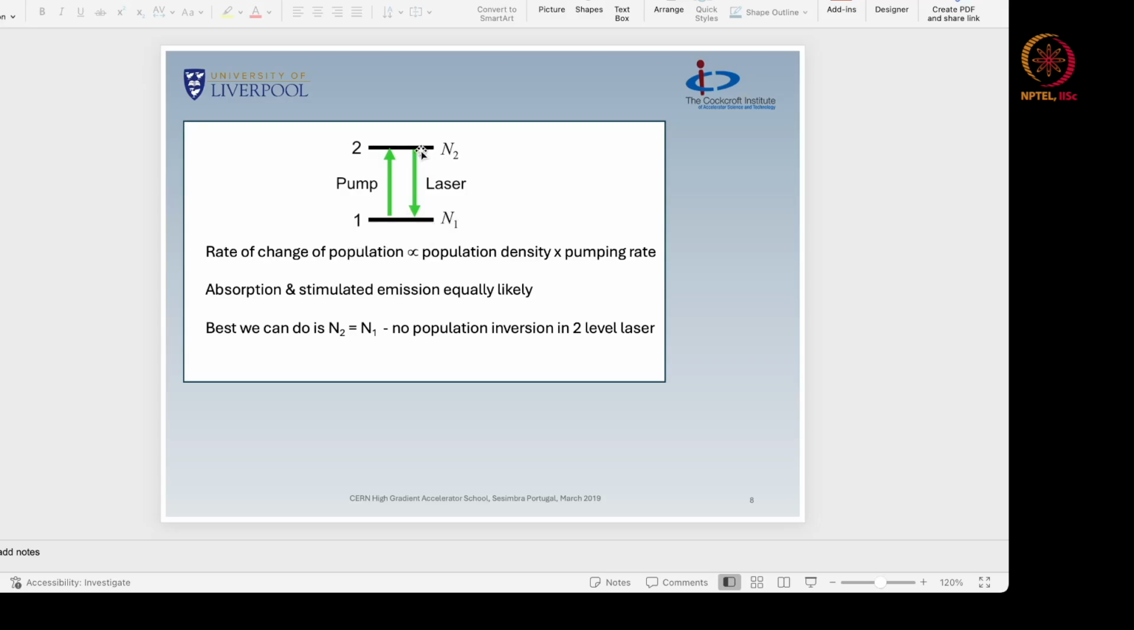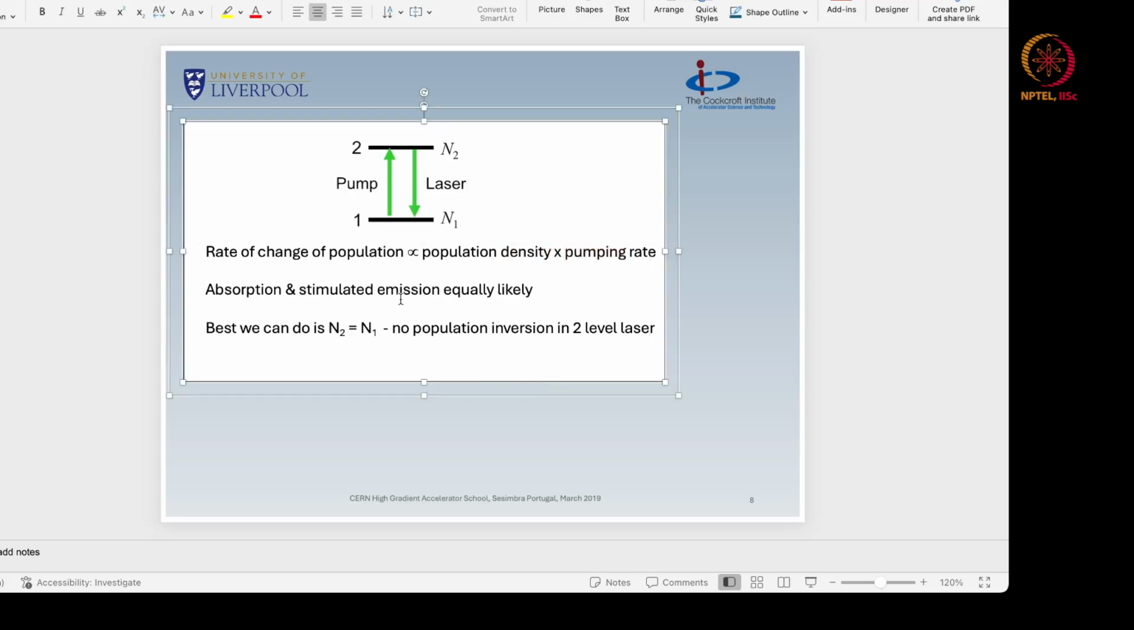So you have N1 and N2. N1 is the number of electrons, say, at the ground level. N2 is the number of electrons at the upper level. When I say electrons, it can be molecules, it can be other things as well. By the green upward line, you are pumping electrons from the lower energy level to the higher energy level, and then the photons that are impinging are going to knock them off, and you are going to have the lasing. So the rate of change of population is proportional to the population density multiplied by the pumping rate.